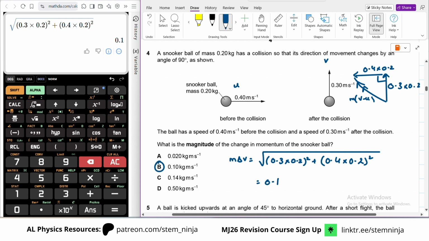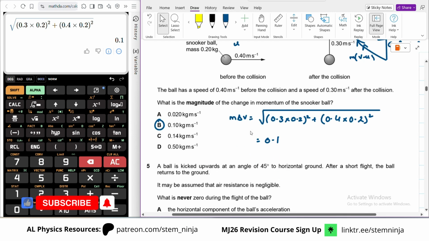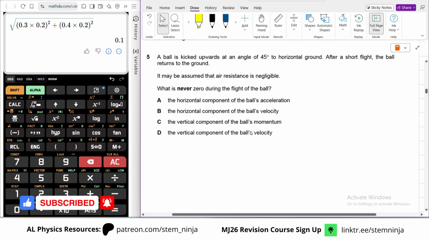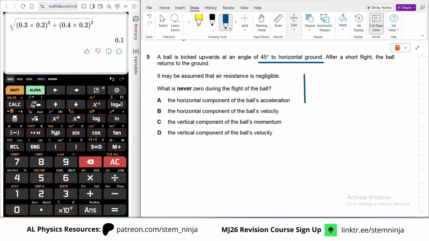Right. A ball is kicked upwards at an angle of 45 degrees to the horizontal ground. So basically you have 45 degrees to the, oh actually that's not 45 degrees, but okay, that's fine. After a short flight, the ball returns to the ground. It may be assumed that the air resistance is negligible. What is never zero during the flight of the ball?